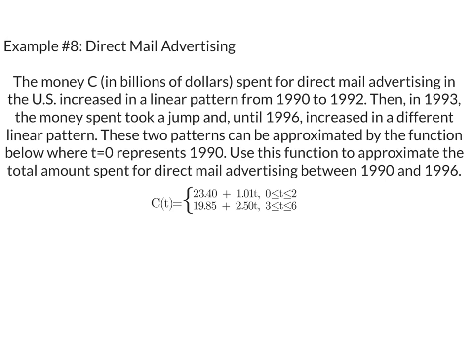So it says the money C, in billions of dollars, spent for direct mail advertising in the U.S. increased in a linear pattern from 1990 to 1992. Told you the book is old. Then in 1993, the money spent took a jump, and until 1996 increased in a different linear pattern. These two patterns can be approximated by the function below, where t equals 0 represents 1990. Use this function to approximate the amount spent for direct mail advertising between 1990 and 1996.